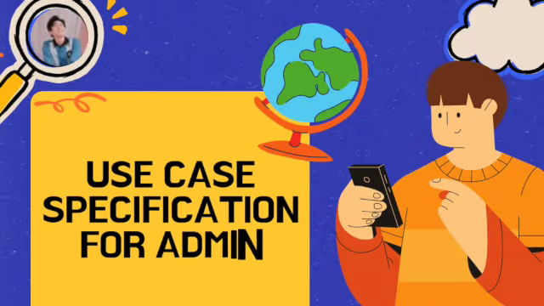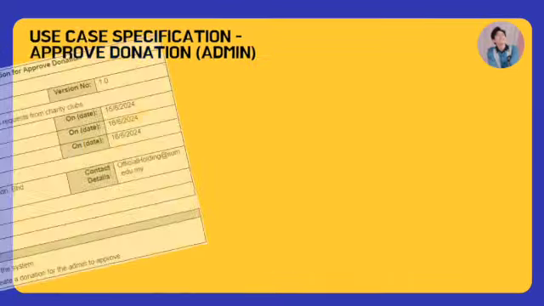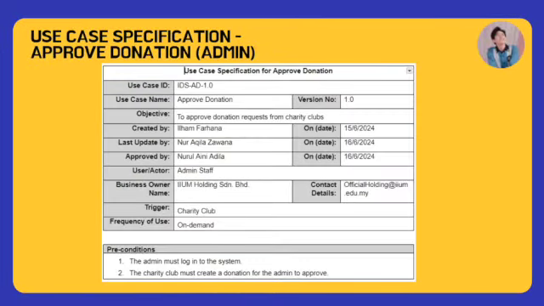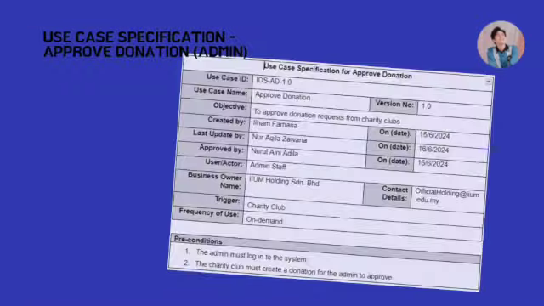Next, use case specification for admin. So for use case approved donation, this is the use case specification for approved donation. So I'm the one who created this use case specification, and all this is the details about the use case. And the precondition for this use case is the admin must log in into the system, and also the charity club must create a donation for admin to approve.